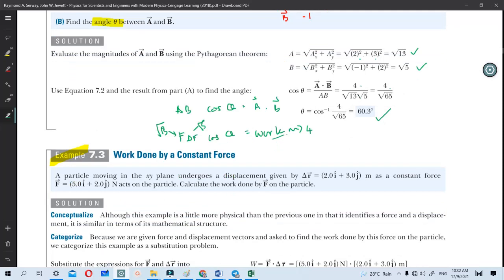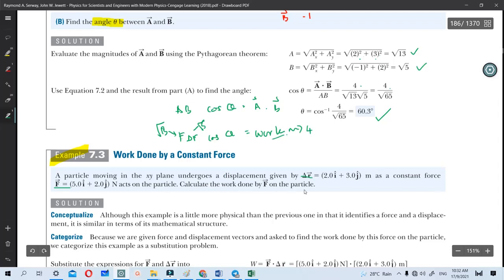Alright, in example 7.3, again we are going to see the concept of the mathematics when we apply dot product. So here we are given delta R and F. We find that the displacement R occurred in the X and Y direction, and also force applied in the X and Y direction. On whom? On a particle. So this is our system. The particle is our system of interest. So that's why the question: calculate the work done by the force on the particle.